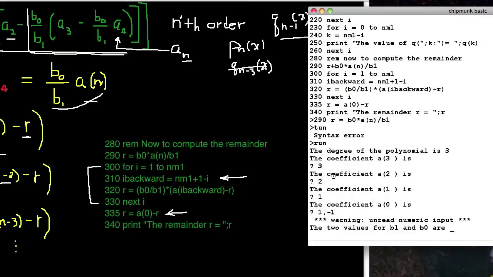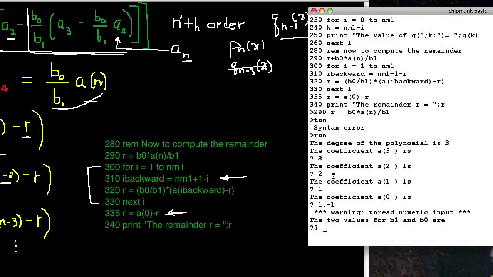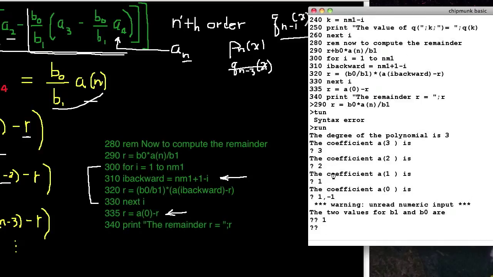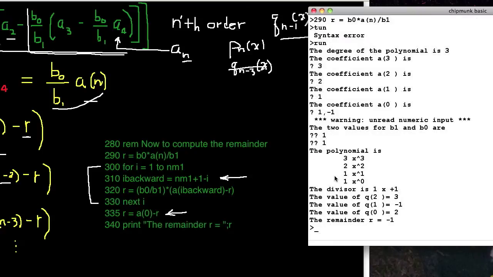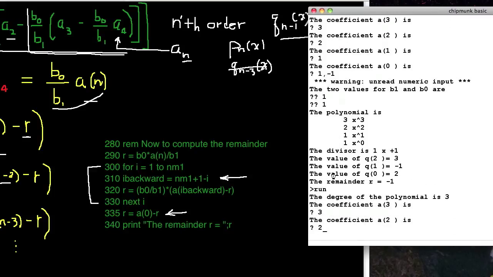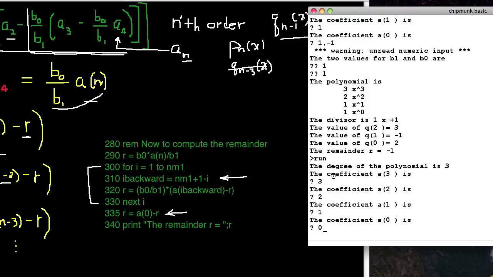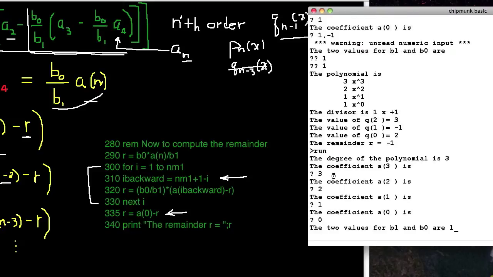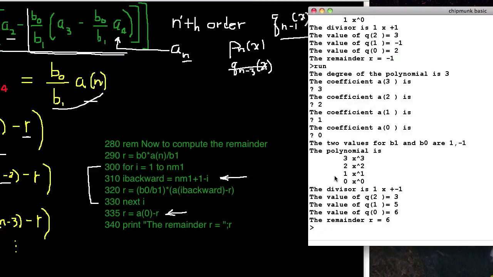Oh, warning, unread numeric input. The two values for B1 and B0 are here. I wonder what the problem is there. Let me type this in. Let me type run again. Degree of the polynomial is 3. Okay, 3, 2, 1, 0, 1 comma negative 1. There. Now finally it's run right.